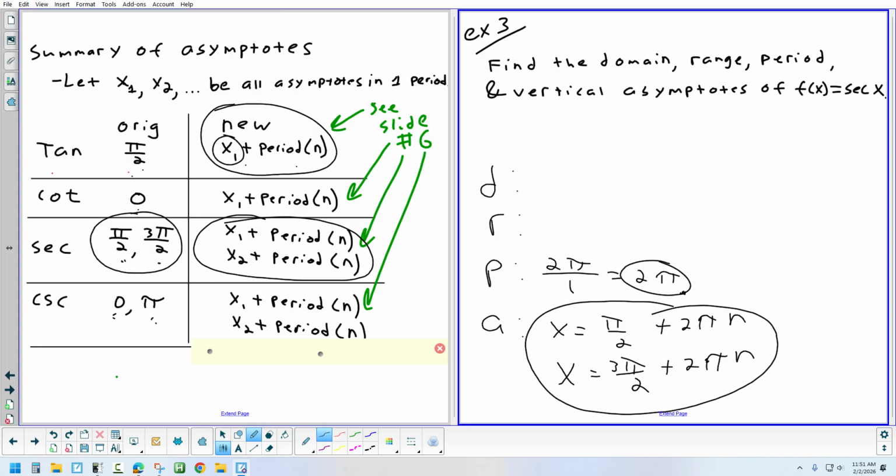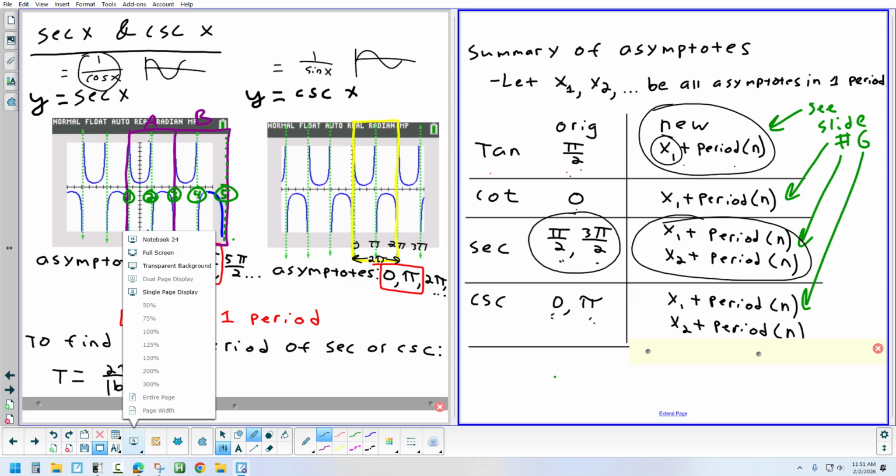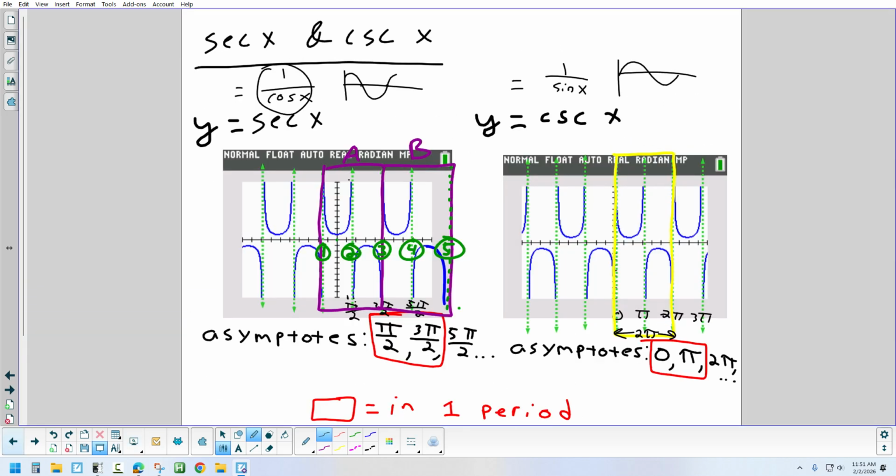Okay, so we got our period, we've got our asymptote. Let's look at the range. What does range describe again? Nico, what's range? Right, how high and how low the graph goes. Like how many values does it hit going up and down? Let's look at secant. That's the one on the left.